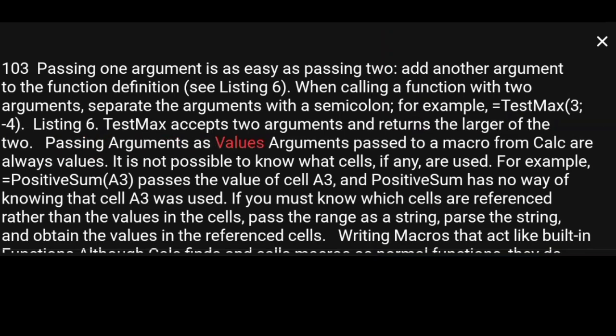Arguments are passed as values. Arguments passed to a macro from Calc are always values. It is not possible to know what cells, if any, are used. For example, =PositiveSum(A3) passes the value of cell A3, and PositiveSum has no way of knowing that cell A3 was used. If you must know which cells are referenced rather than the values in the cells, pass the range as a string, parse the string, and obtain the values in the referenced cells.